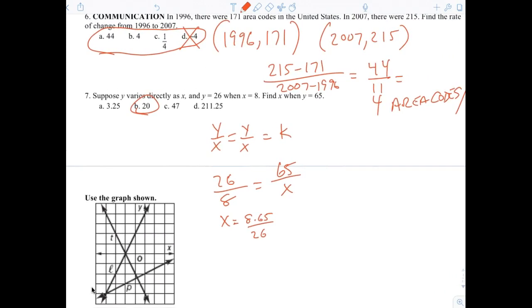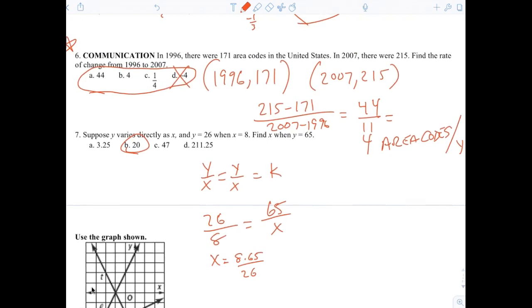Now, what was your question again? So for 6, what was the formula you used? It's the slope formula. You hear me? So it's y minus y over x minus x.